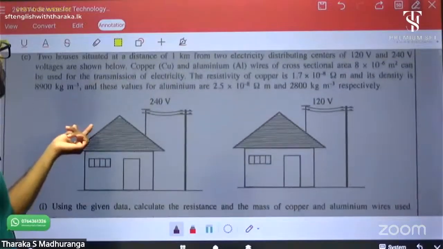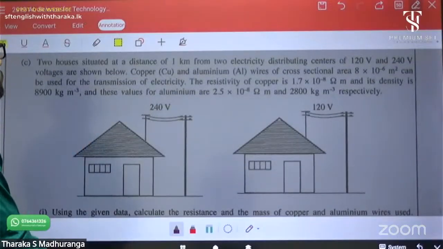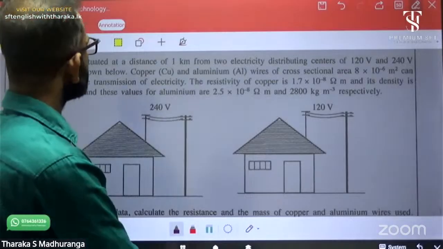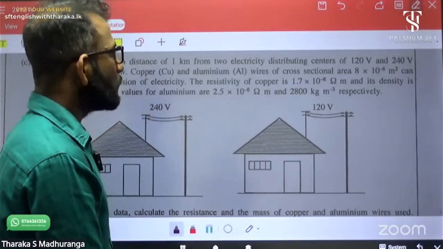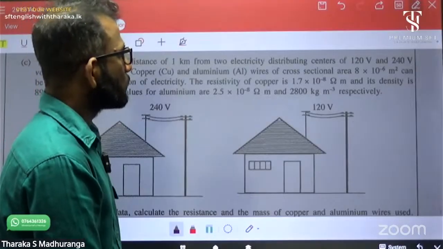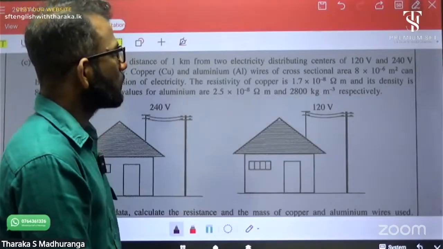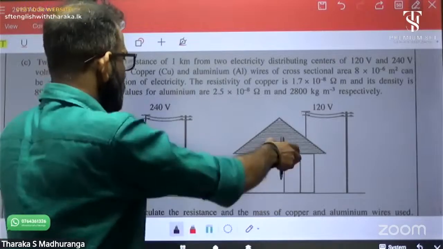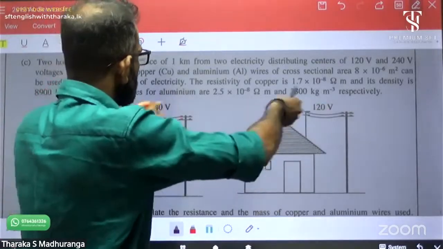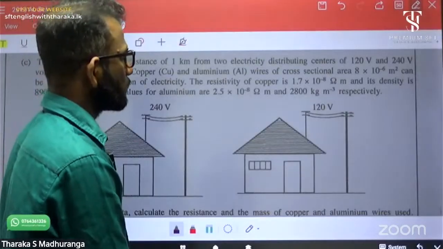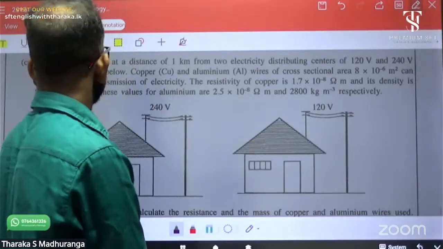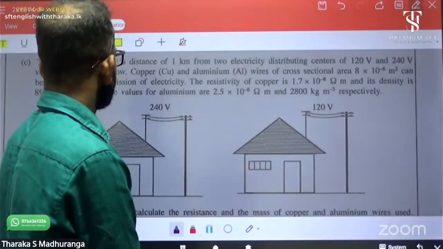Okay, two houses situated at a distance of 1 kilometer from two electricity distributing centers. Yeah, both houses are 1 kilometer away. The two electricity distribution centers are of 120 and 240 volts, as shown below.